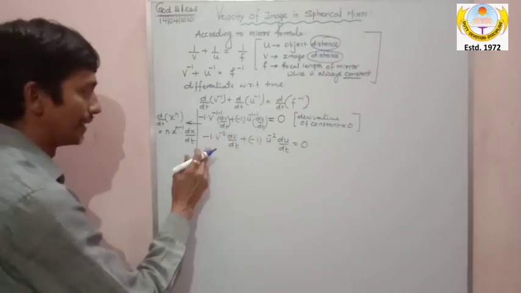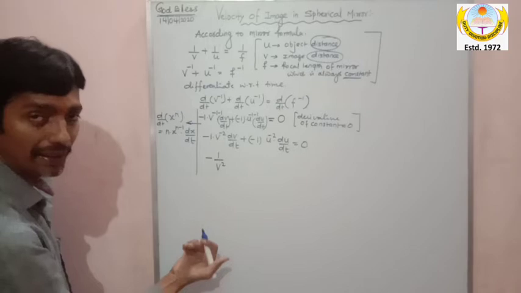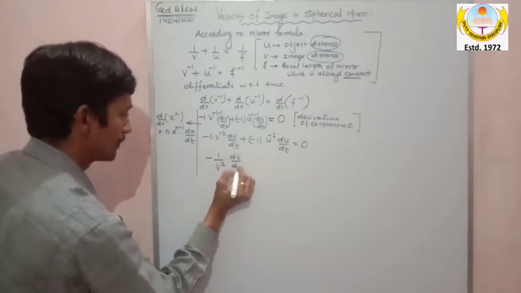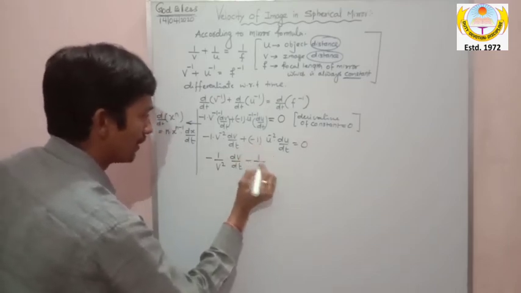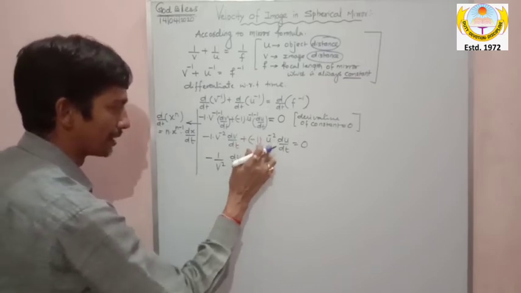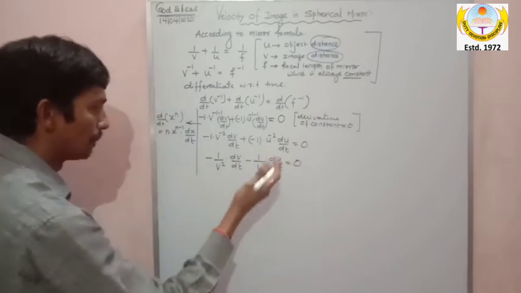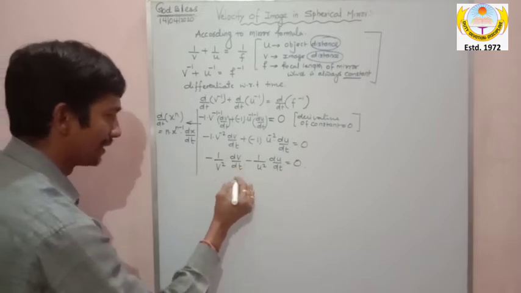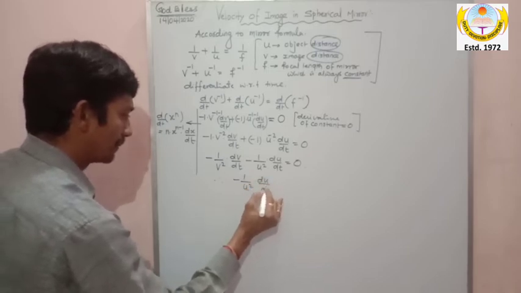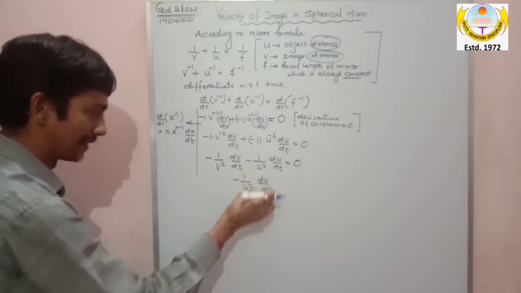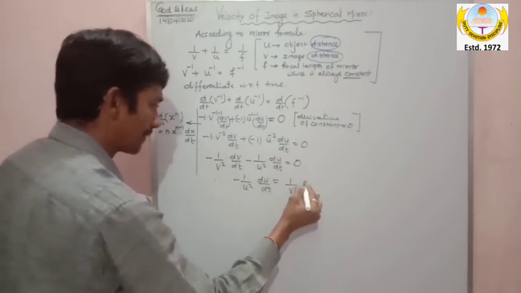Now this can be written as, my dear, minus 1 upon v square, since v power minus 2 will come in the denominator, dv by dt, plus minus 1 upon u square du by dt is equal to 0. What will be the next step? I can write this as minus 1 upon u square du by dt, keeping it on this side, and on the other side this will become 1 upon v square dv by dt.